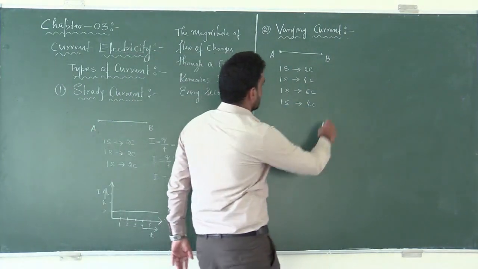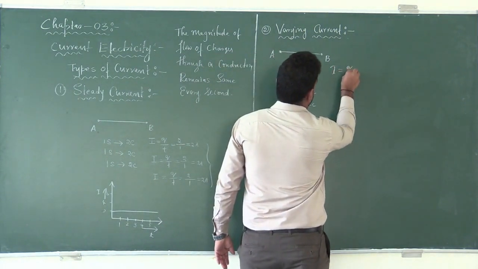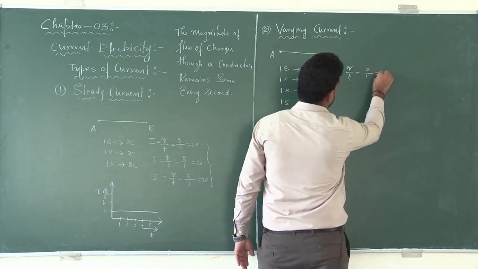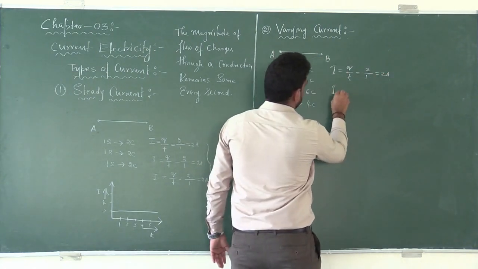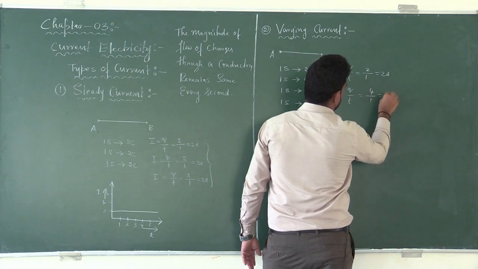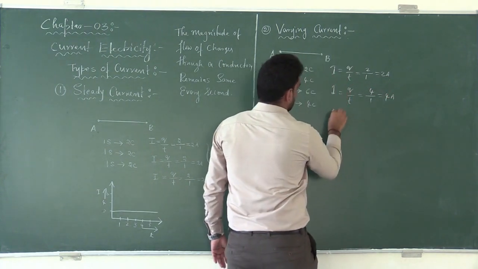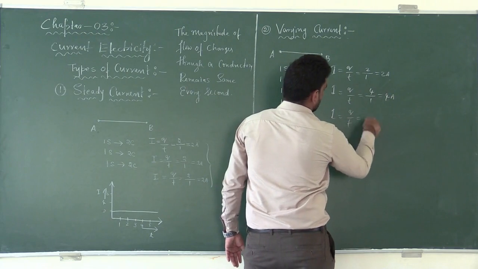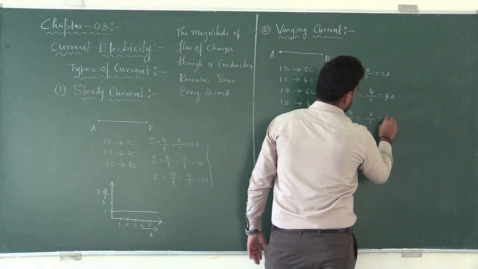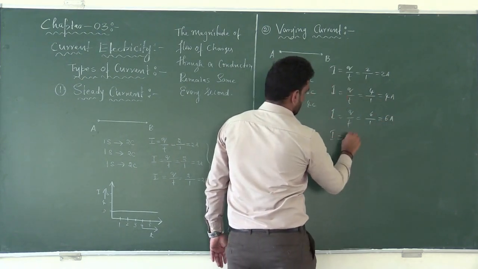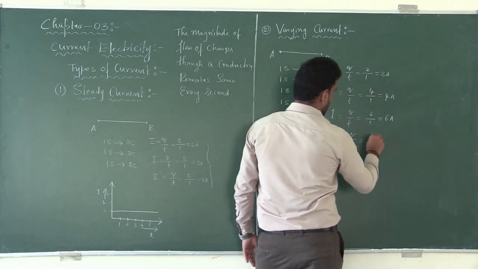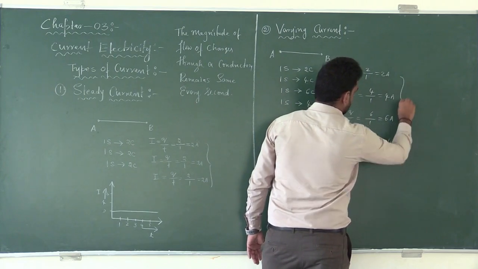Then what will be the current? I is equal to Q by T. In the first second, what is the magnitude of the charge? That is 2. So 2 amps. In the next second, the magnitude of the charge is 4. So 4 amps. In the next second, the charge that flows through the metallic wire is 6. 6 amps. In the next 1 second, again it decreases to 4. So 4 amps. So it keeps on changing.